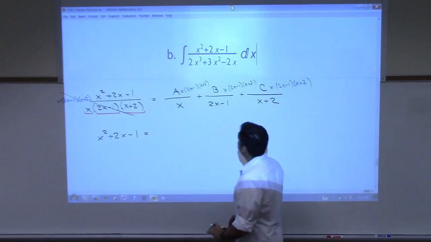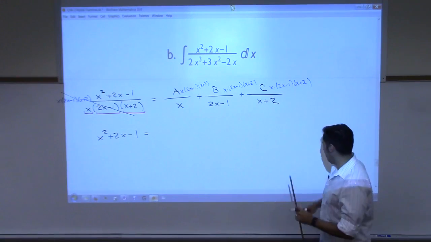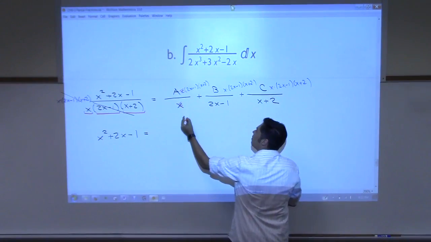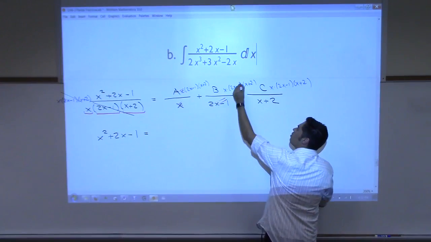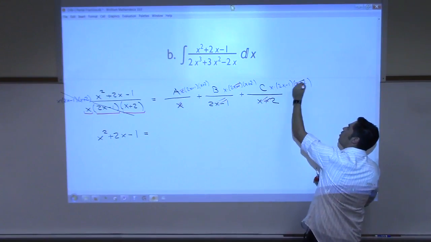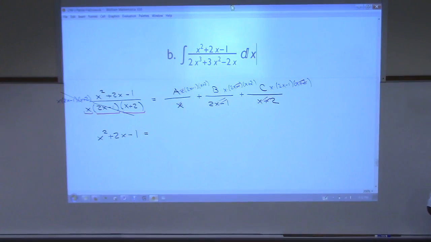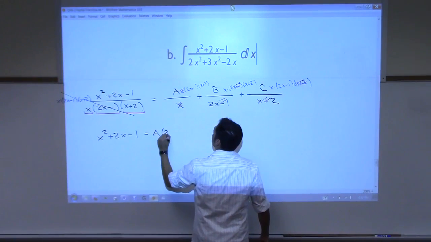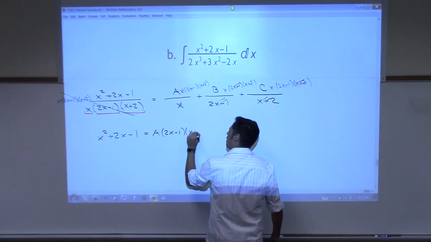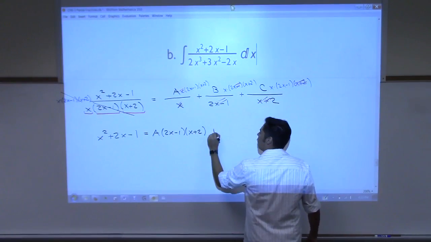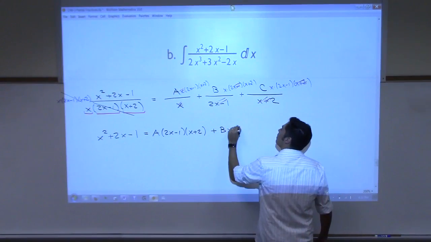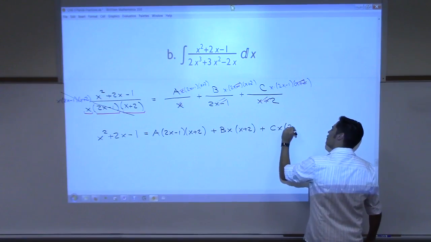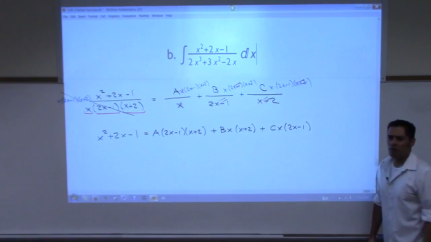On the right side, certain things should cancel out. So we should get, in this one, the x's will go away, right? Here the 2x minus 1 will go away, and here the x plus 2 will go away. So we should have no more fractions, right? We should just have the a times the 2x minus 1, and then times the x plus 2, plus bx times x plus 2, and finally c x times 2x minus 1. Everyone clear on what I just did?